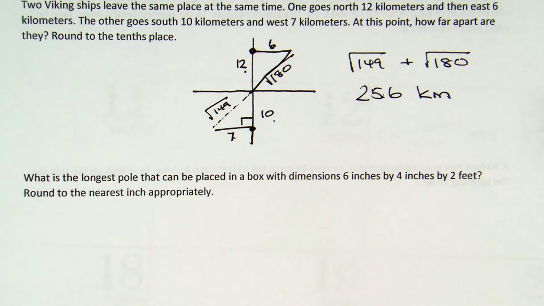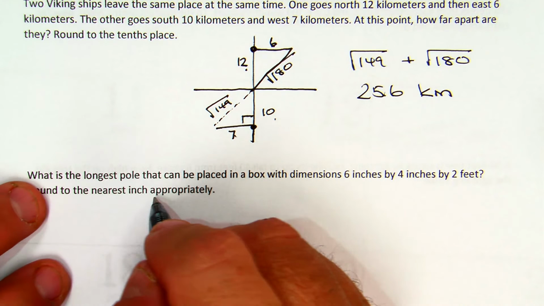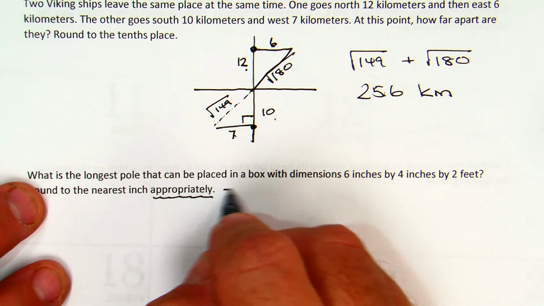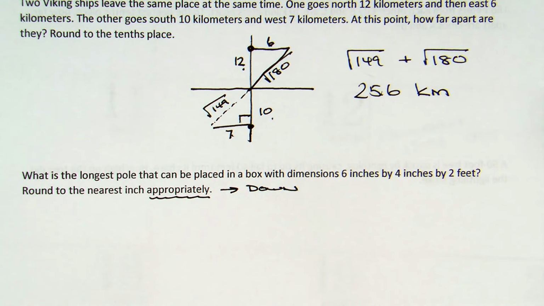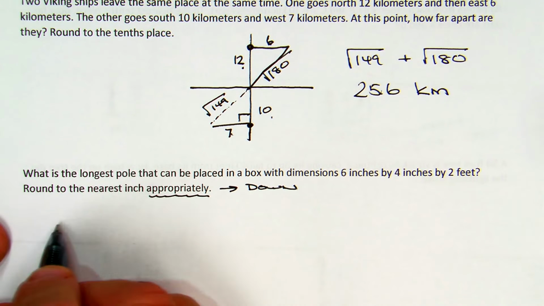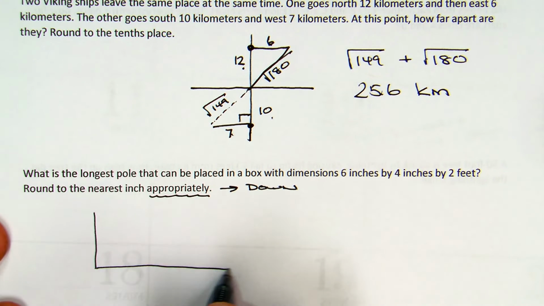Now, what is the longest pole that can be placed in the box with dimensions 6 inches by 4 inches by 2 feet? Round to the nearest inch appropriately. Appropriately means you always round down, as opposed to the ramp problem where you round up. With this one, you round down. So, here's my box.